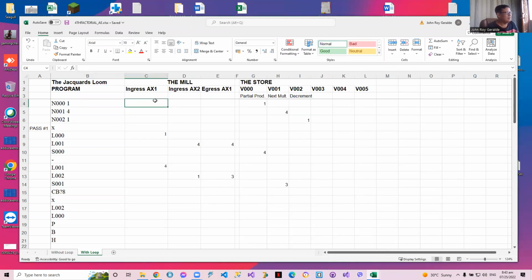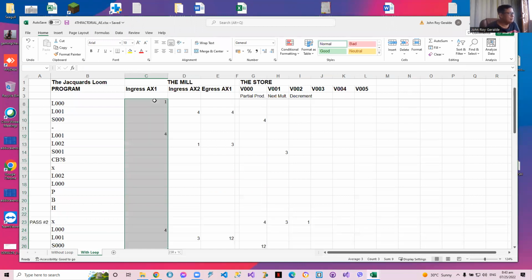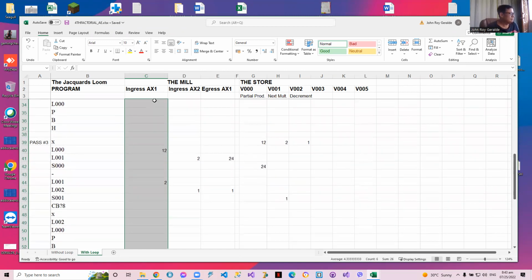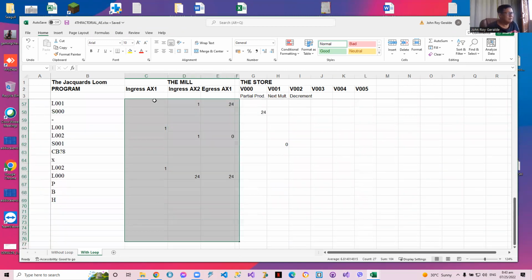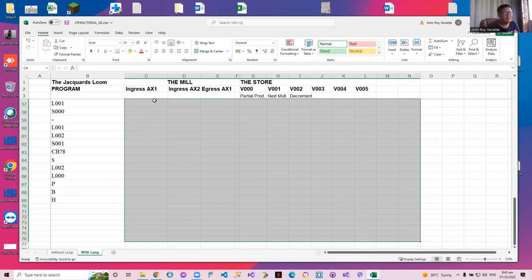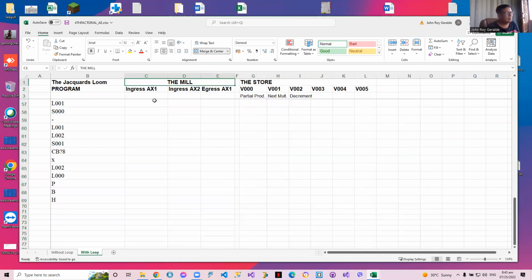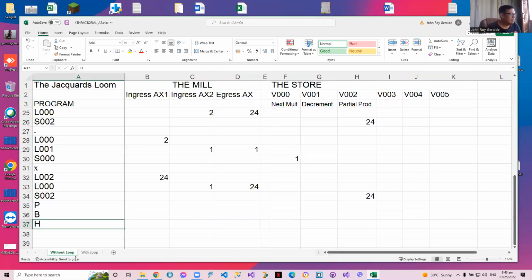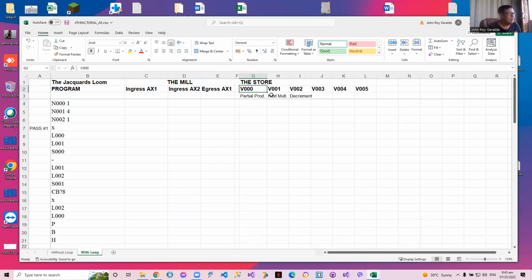Okay, can I erase this now? Is the worksheet still clear to you? Is it still clear, everyone? This time we reverse it. Our partial product is V00. Our next multiplier is V001. Our decrement is V002. We're trying to demonstrate that we can use any variable. In programming, the variable name is not important. The logic is more important.